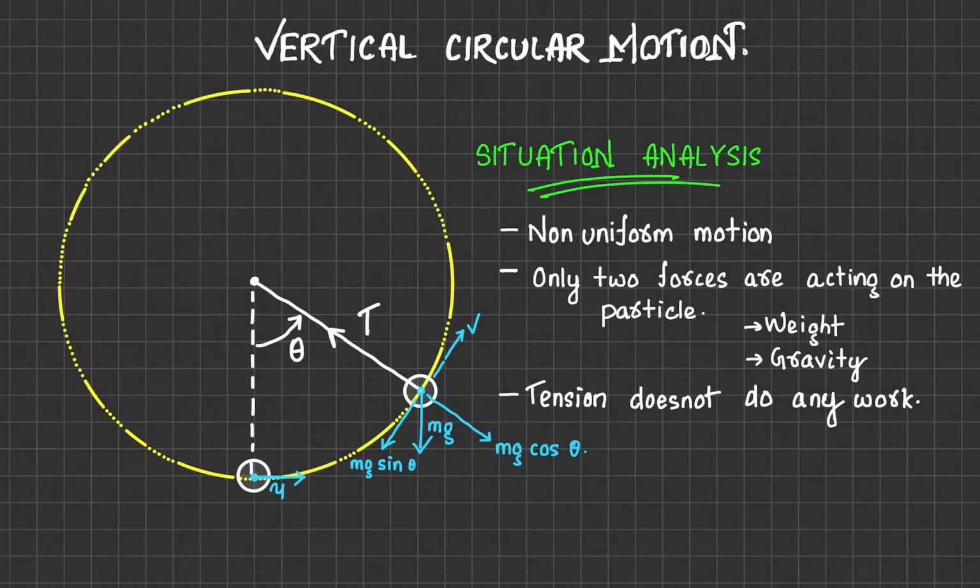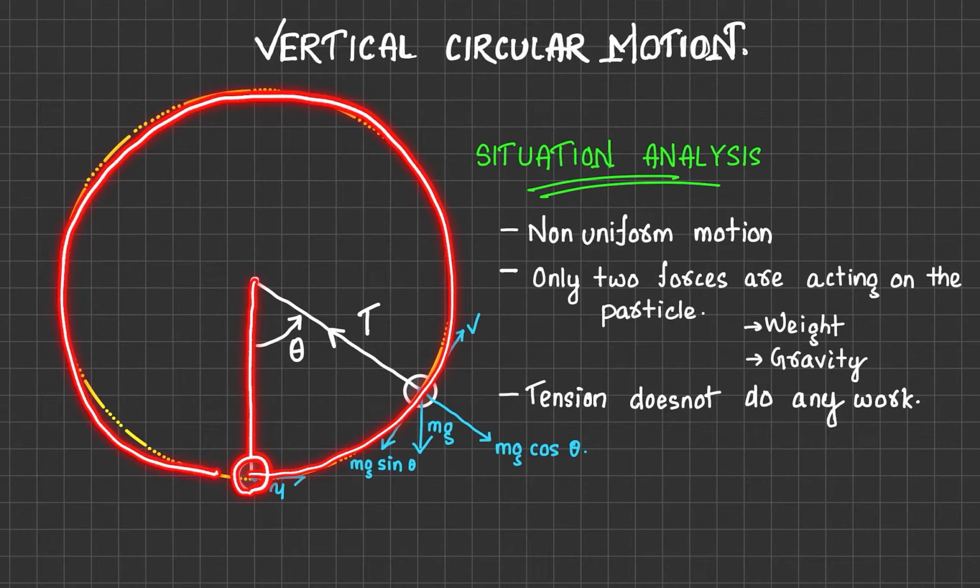Hello guys, welcome back to another video, and today our topic of discussion is vertical circular motion. So let's analyze the situation first. In vertical circular motion, we have an object that is tied with a string, and the object is moving in a circular path in a vertical plane.